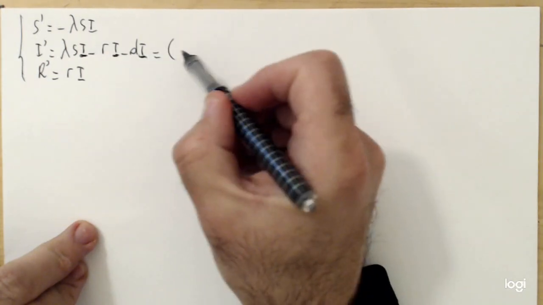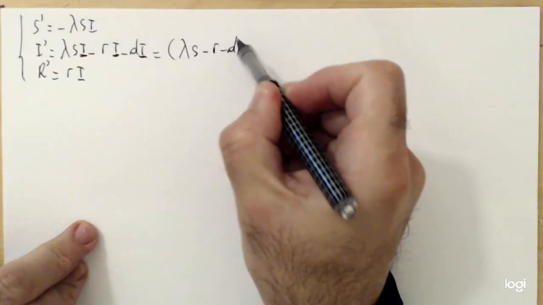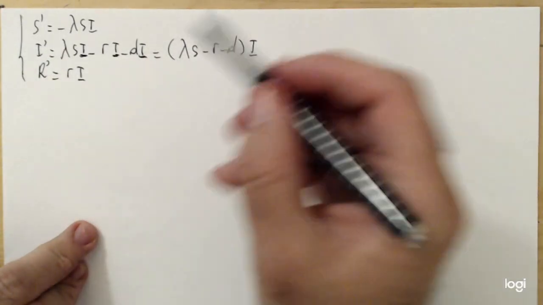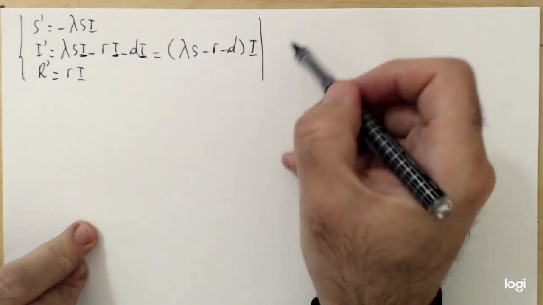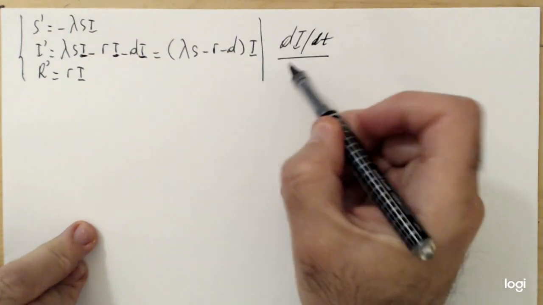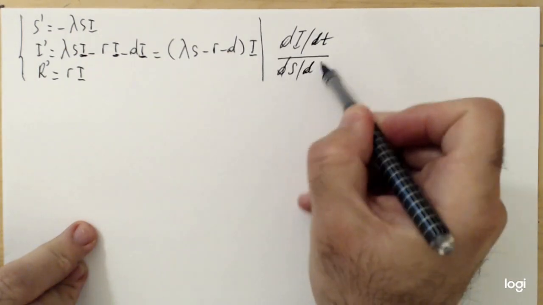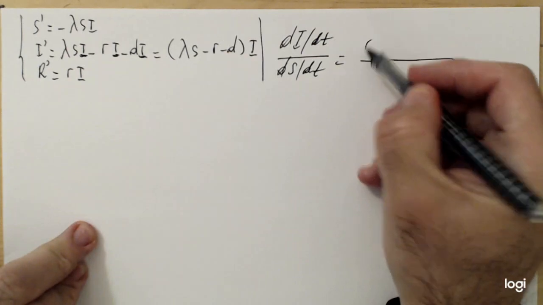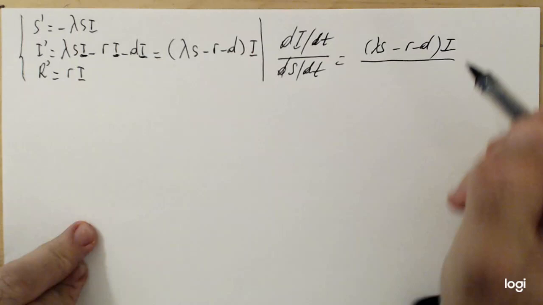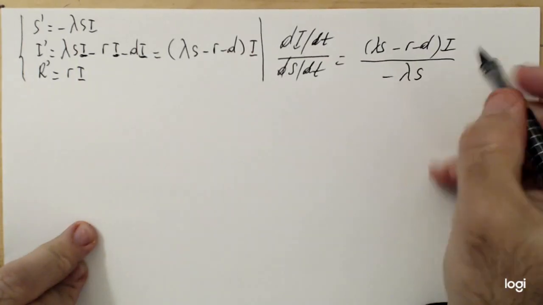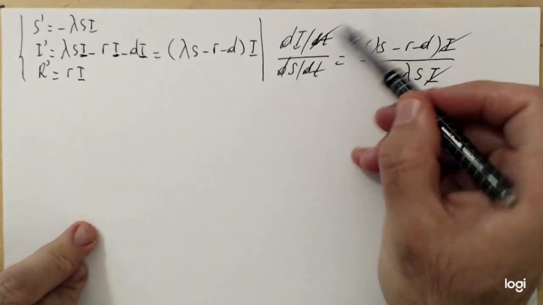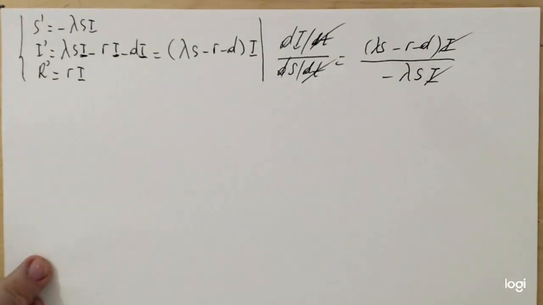So notice if we factor I, we could divide the second equation by the first. I prime, think of I prime as dI/dt, because that's what it is, the derivative with respect to t, divided by S prime, which is dS/dt. We get (lambda S minus r minus d) I over minus lambda S I. So notice I cancels, and we could think of I as a function of S or vice versa.